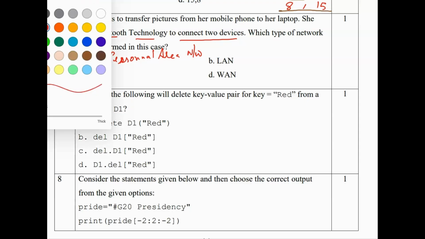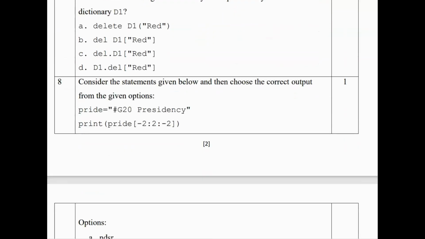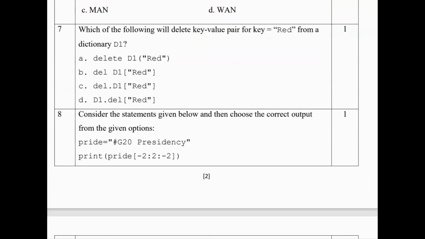So the next question, the 7th question. Which of the following will delete the key-value pair of key red from the dictionary D1? What is the name of the dictionary here? It is D1. To delete any key from the dictionary, you should use del. You should write del, after that the name of the dictionary, which is D1, and after that the key which you want to delete. So the first one is wrong, and your option is the second one, del D1 of red.